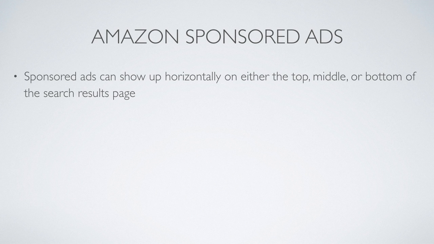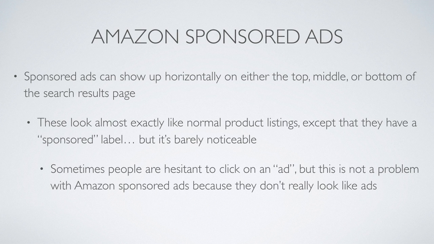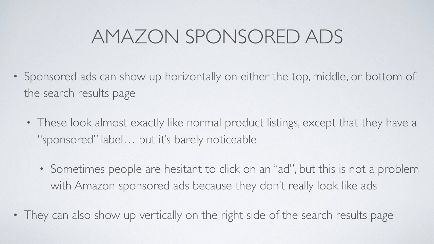So sponsored ads can show up horizontally on either the top, middle, or bottom of the search results page. And these look almost exactly like normal product listings, except that they have a sponsored label, but it's barely noticeable. Sometimes people are hesitant to click on an ad, but this is not a problem with Amazon sponsored ads because they don't really look like ads. Okay, so I'm about to show you an image of how they look.